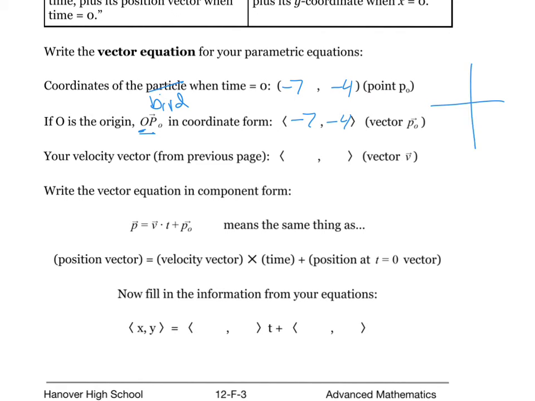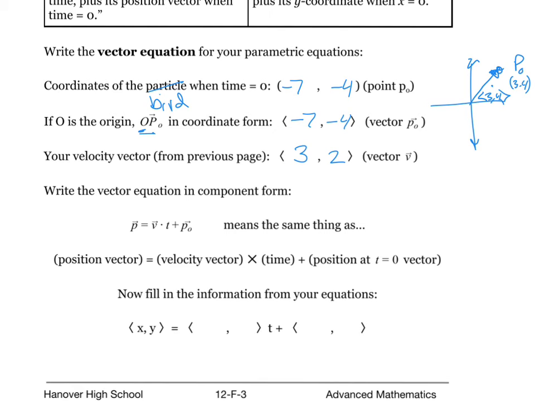So if you imagine drawing a graph here and we have a point, this represents P0. The vector from the origin to P0 will have the same components as the coordinates of P0. So for example, if P0 was 3, 4, this vector would have components of 3, 4 as well, even though they really represent something slightly different. Okay, so our velocity vector we figured out on the previous page was 3, 2.